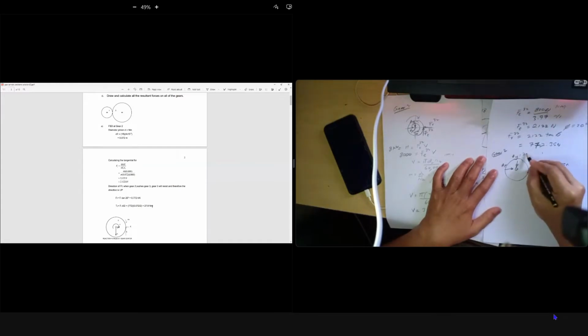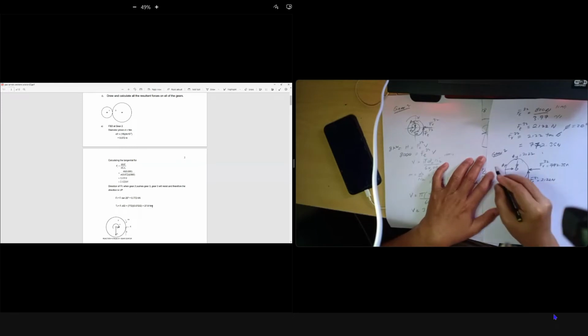So you have the free body diagram of your gear A, that is gear 2. This one is AY. This is AX. So we have our F tangent 32 is 2122 Newton, and F radius 32 is 772.35 Newton. So AY is 2122 and AX is 772.35.